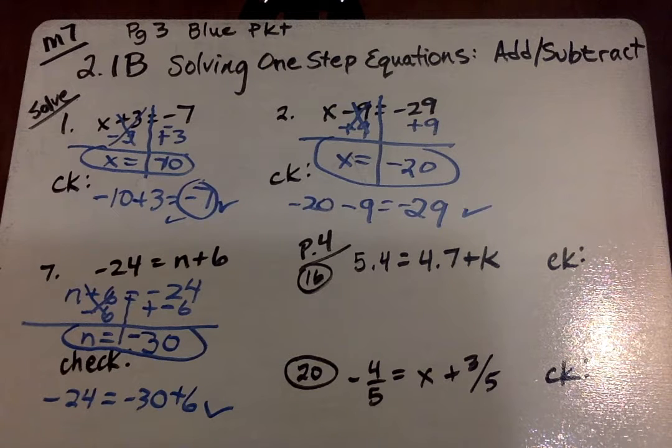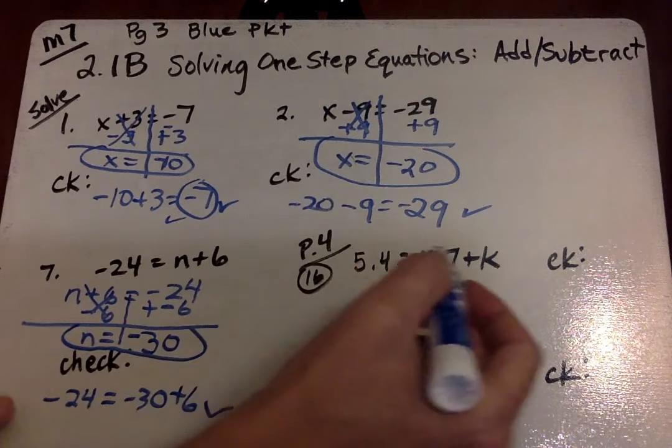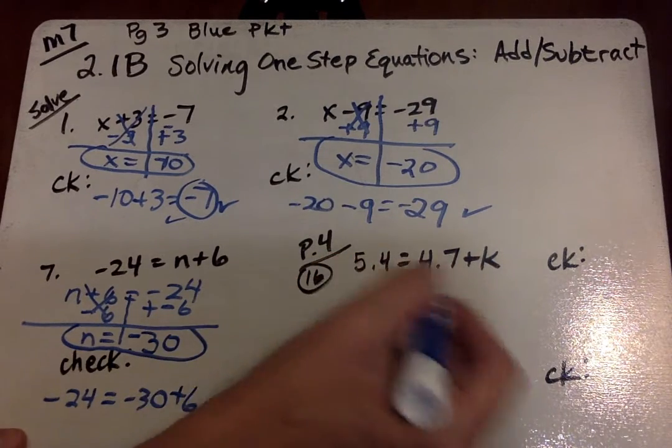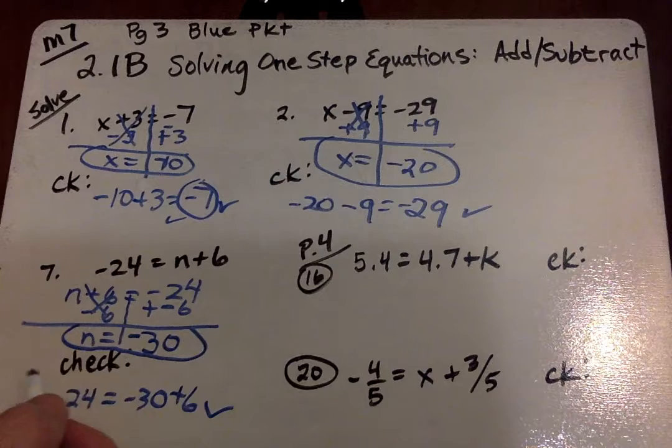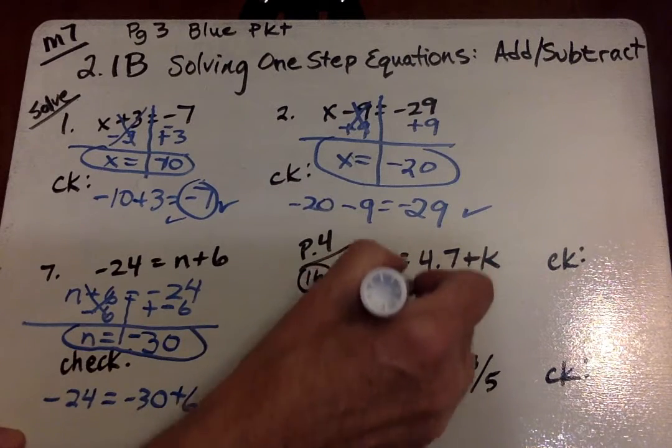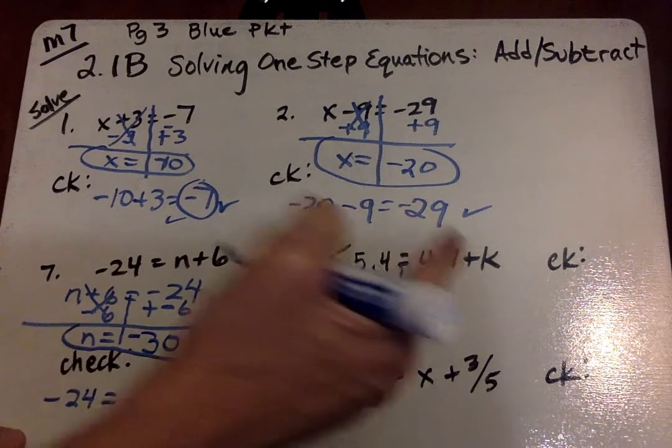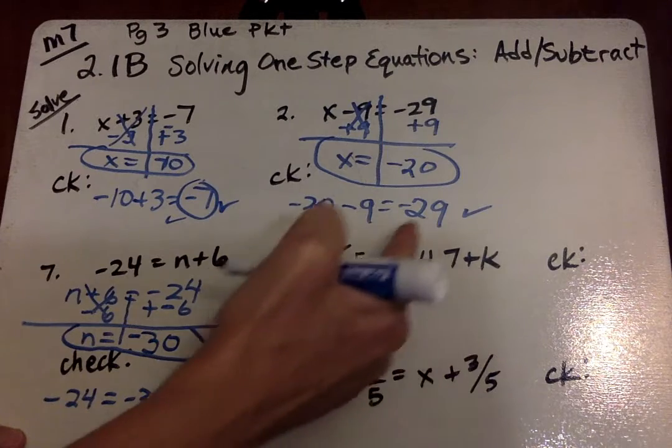Okay. Now we're going to go on to page 4, and we have problems here where we have k there, and we have some decimals. Don't let that scare you. Wherever the equal sign is, we can put the line down. Wherever the variable is, we want to get rid of what's next to it.